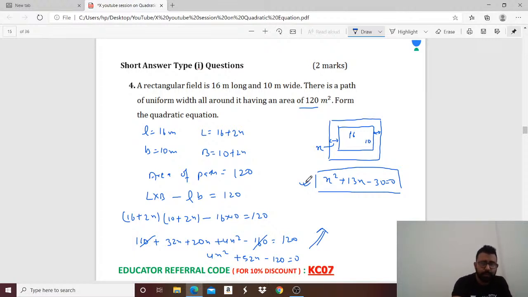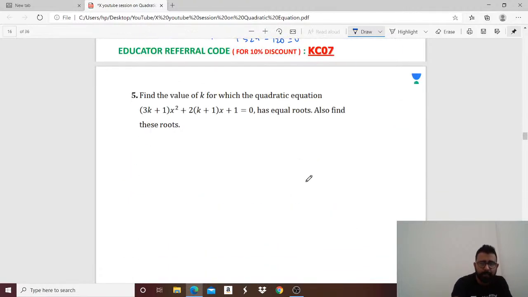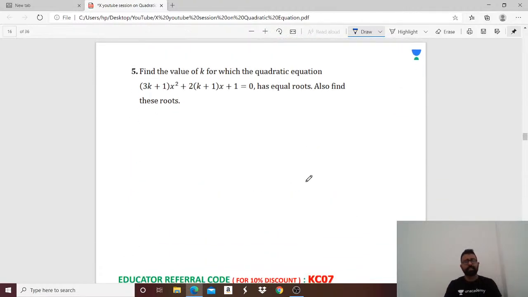Okay, yeah. So let's move on to the next 2 marker type of sum. This is a new sum. This is there in your fourth exercise. Find the value of k for which the quadratic equation has equal roots. Also find the roots. So when it's equal roots, that means D is equal to 0. So what is the value of a? Obviously, it's the coefficient of x squared, 3k plus 1. What is the value of b? It is the coefficient of x, which is 2 into k plus 1, right? And what is c? C is 1.